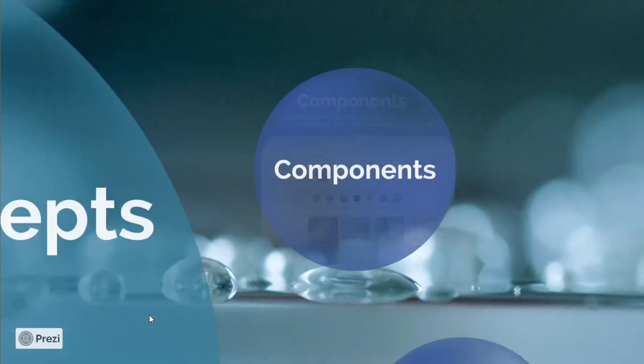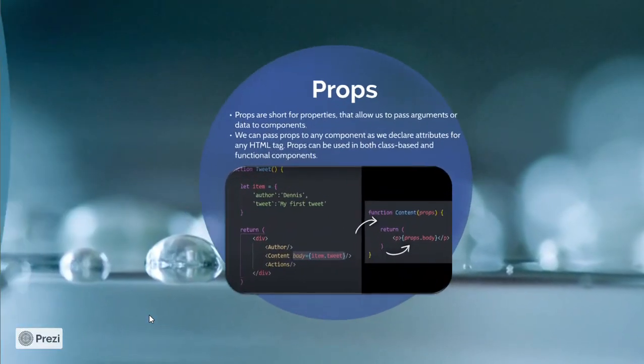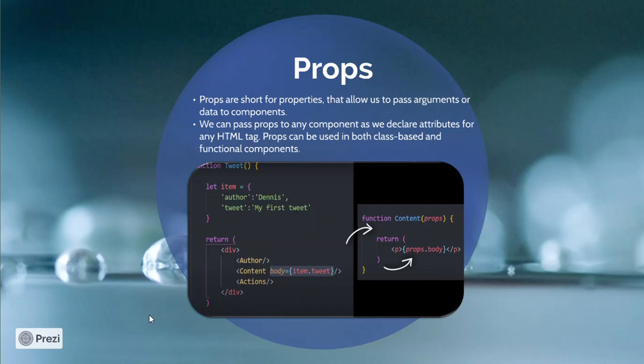And now let's see what props are. Props is short for properties. If you want to pass data from one component to another component, from the parent component to the child component, you can pass it as props. You can pass it as props to a component as we declare attributes for an HTML tag. As we see here, we can pass it as a function parameter, then we can use it in the child component.